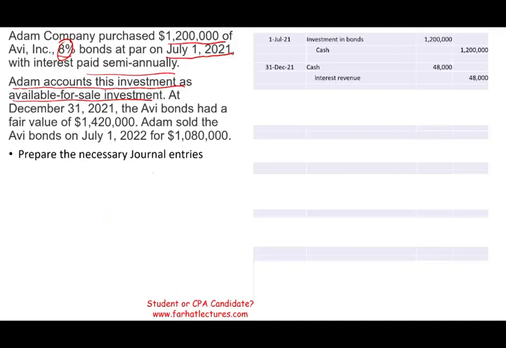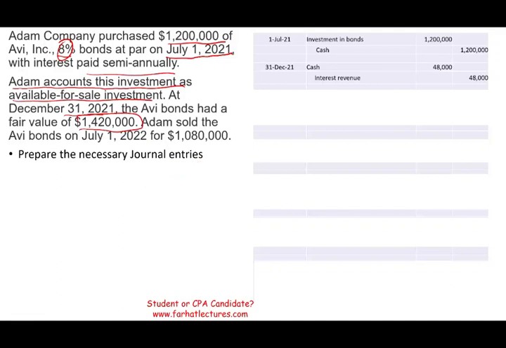Okay, now at December 31st, the Avis bonds had a value of 1,420,000. That's good. So we stop right there. I need to make an adjustment. I need to adjust my investment to fair market value. And guess what? This investment went up by 220,000. Well, how do I make my fair value adjustment?